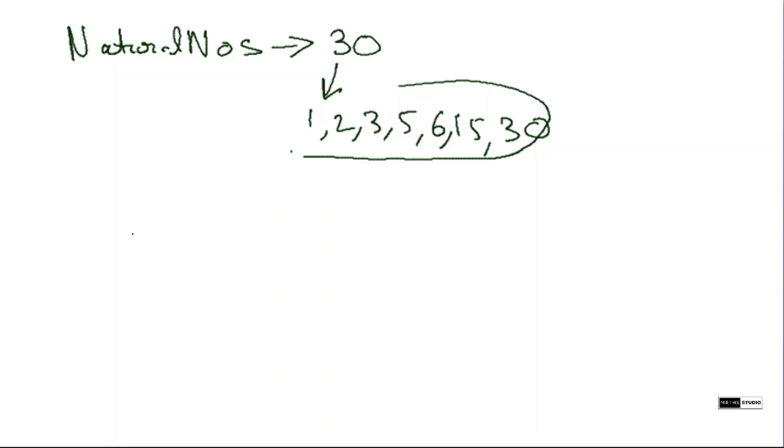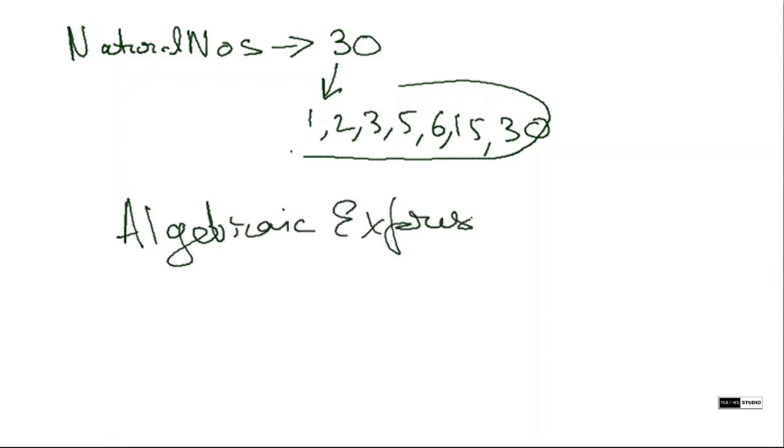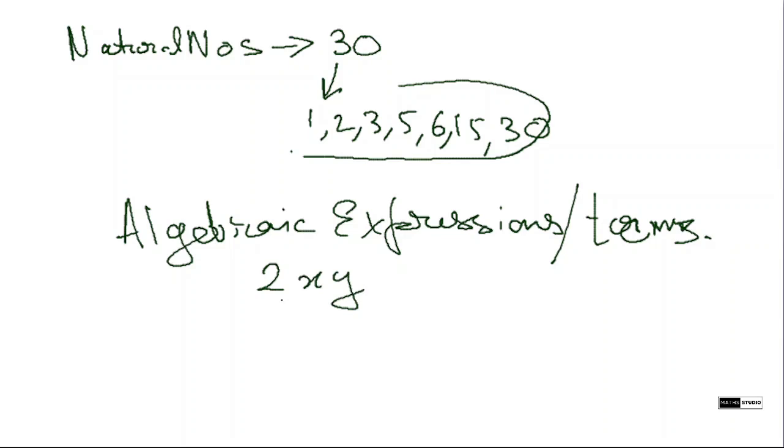Now, another kind of factor could be algebraic expressions, or it could be terms also. For example, 2xy. So what are the factors of 2xy? It is 2, x and y. Now you all must be thinking that this is very easy to understand, and teachers don't tend to explain the tougher things that come in the exam and rather teach only the easy ones. Okay, let us take it this way.